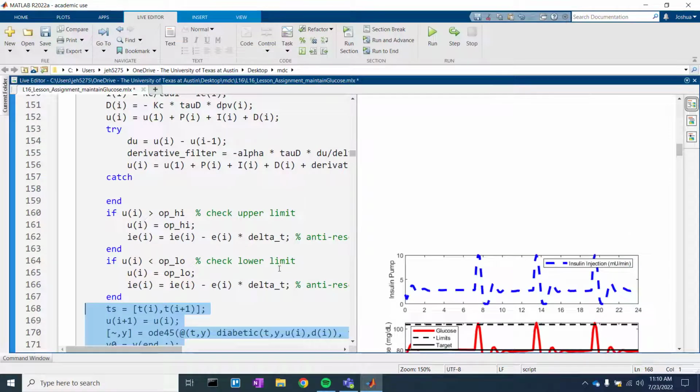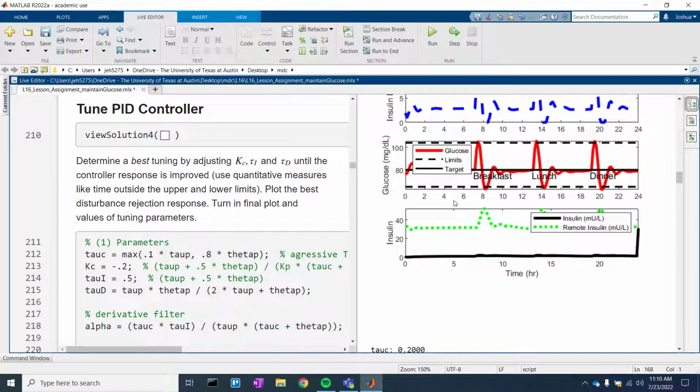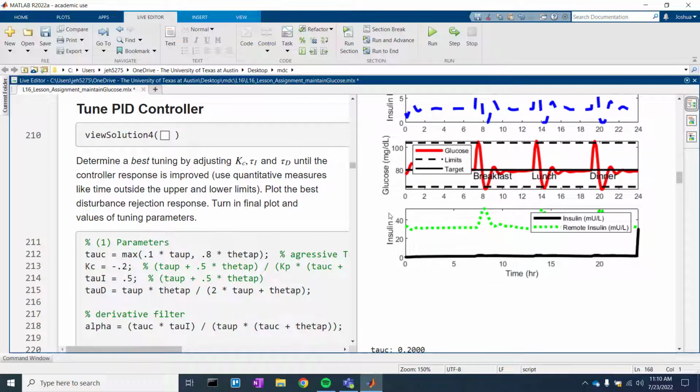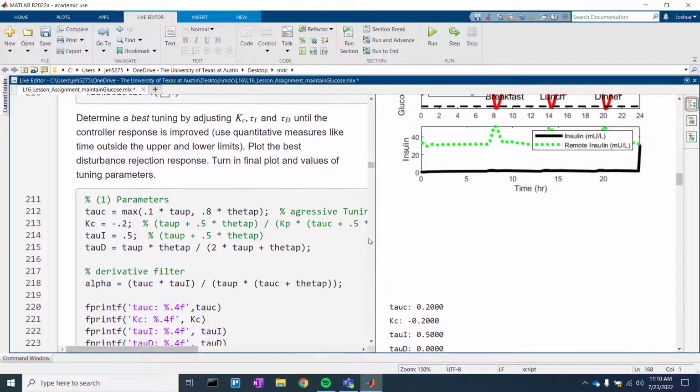So we'll go ahead now and discuss tuning. So we'll tune our PID controller. We'll think about what would be best here. My thought here is maybe a little bit less of a Kc, a little bit less of a gain, but more integral control may help us, for example. So we can go ahead and change that a little bit.